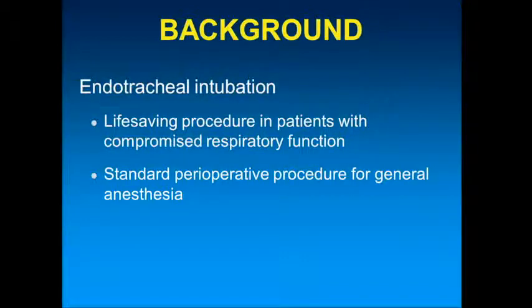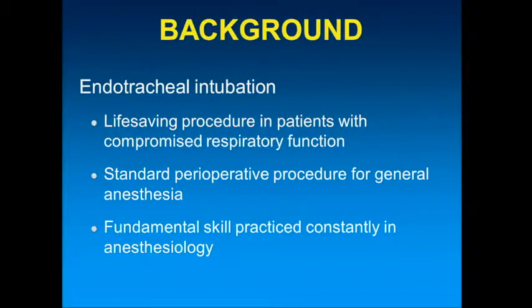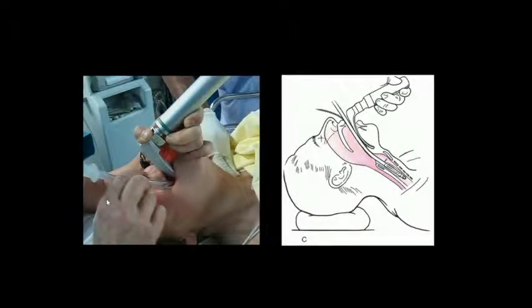Most anesthesia residents will perform this procedure hundreds of times within their residency. By the end of your first clinical anesthesia year, you've done it at least 100 times. So it's something that we do frequently. The basis for endotracheal intubation, usually we do it under direct laryngoscopy. We have a blade, we see down to the larynx, we pass the tube. It's all done under direct visualization.